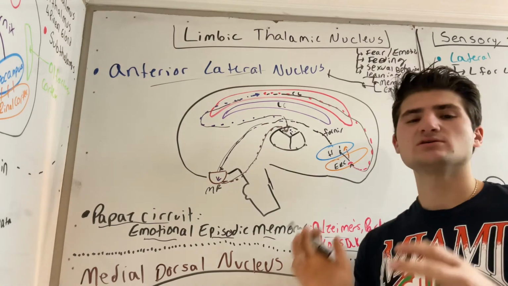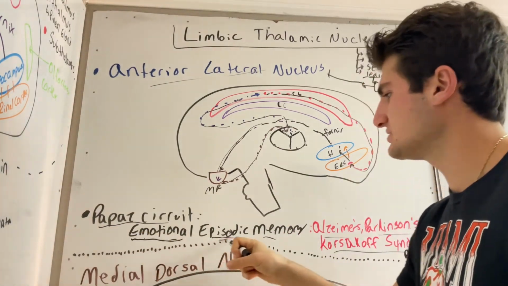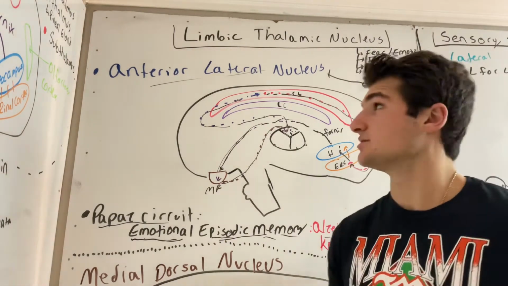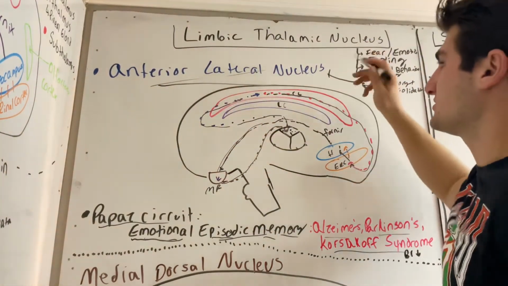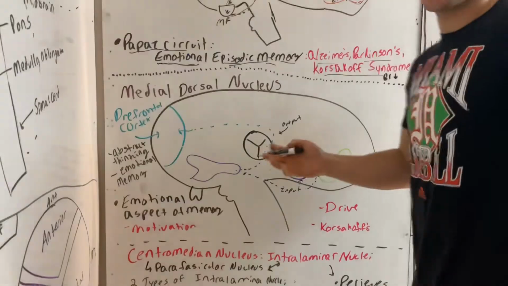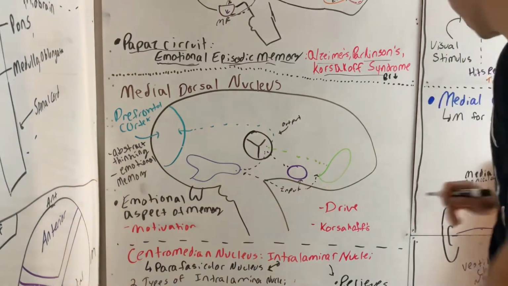For what? Just so we have better memory consolidation and helping to form our emotional episodic memory. Good. So our limbic thalamic nucleus, the anterior lateral nucleus in particular, that's the Papez circuit. Now, the medial dorsal nucleus, right? Not too bad. Where's he going to be located?